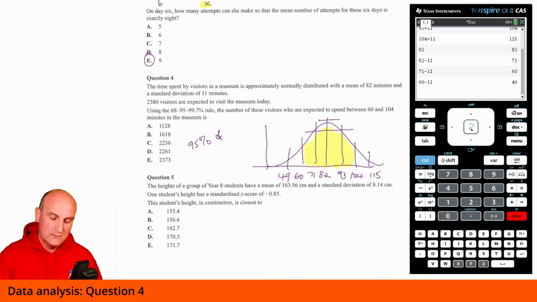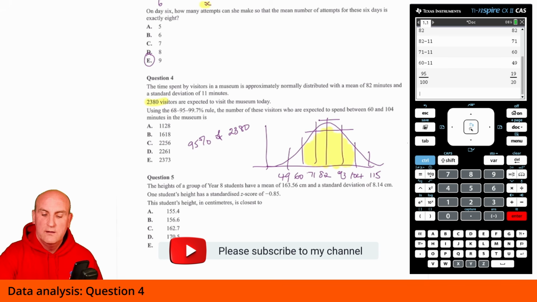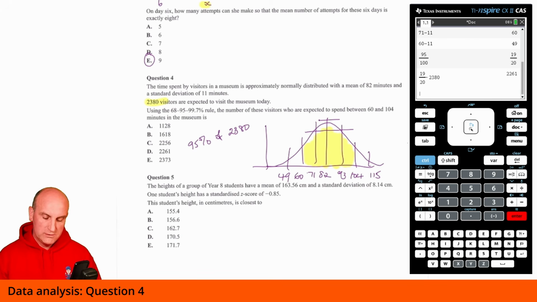Well, they told me in the question there were 2380. So 2380. And again, put down to my calculator, 95 divided by 100, times that by 2380 gives me 2261, and D was the answer I thought. I keep saying the correct answer. If I say the correct answer, it's what I think the correct answer is.